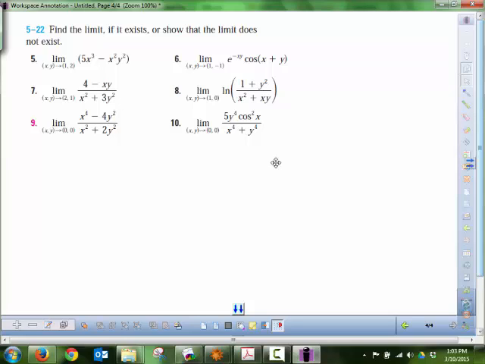And take a look at limits. I kind of jumped to limits that didn't exist already, but let's take a look at limits that do exist and see how those things work out.